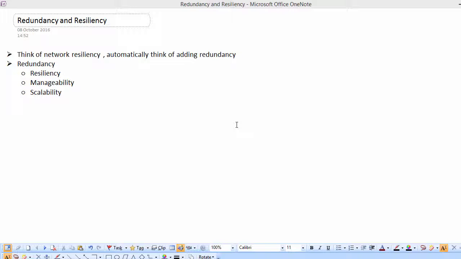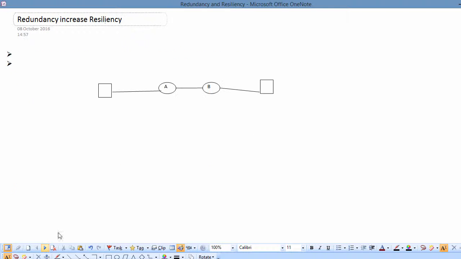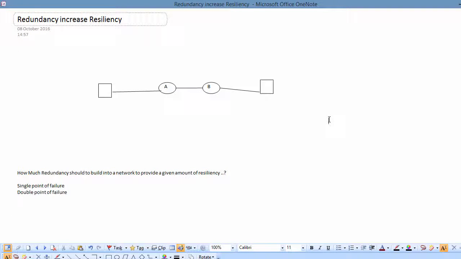So, the next time you increase the redundancy of your network because you want to increase its resiliency, do remember that you are also impacting the manageability and scalability of your network. How? We'll see. So, let's move on. How redundancy actually increases resiliency should be pretty straightforward, but we'll look into it.